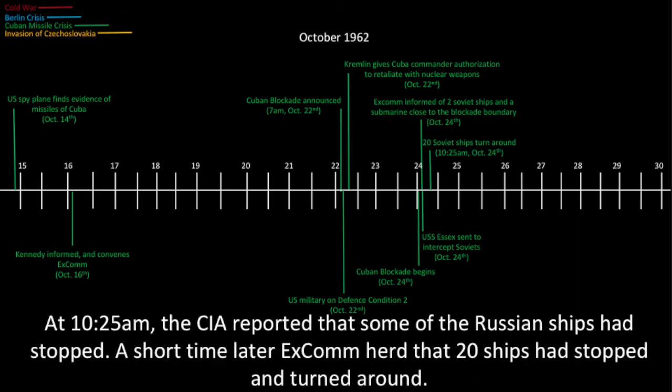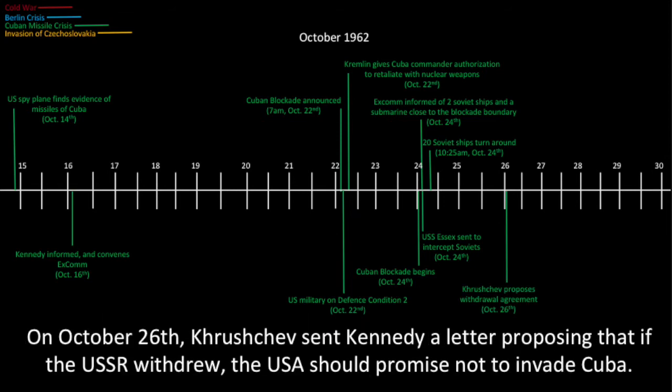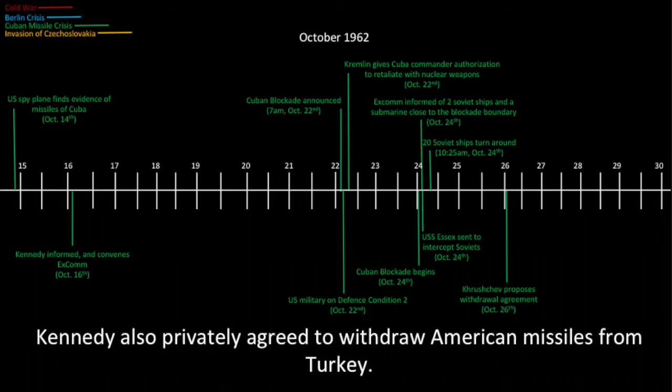At 10:25 a.m, the CIA reported that some of the Russian ships had stopped. A short time later, EXCOM heard that 20 ships had stopped and turned around. On October 26th, Khrushchev sent Kennedy a letter proposing that if the USSR withdrew, the USA should promise not to invade Cuba. Kennedy also privately agreed to withdraw American missiles from Turkey.